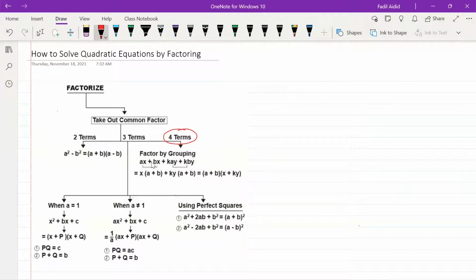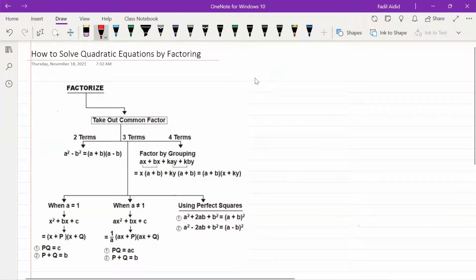So on this one, you have x, so you take out x. And on this one, you have k and y, so take out k times y. And then from here, both have bracket a plus b, so take out a plus b, and the rest is just x plus ky. Yeah, so we call it factor by grouping. So we can use this concept to factorize the quadratic equation that has 3 terms with a not equal to 1.